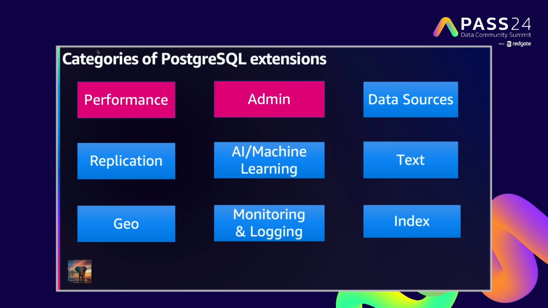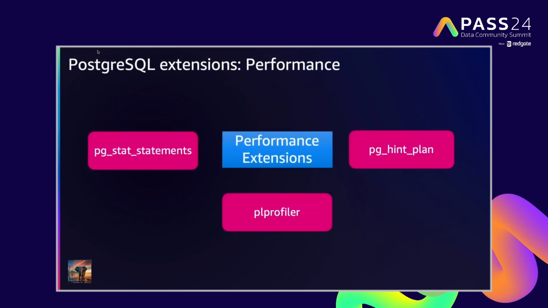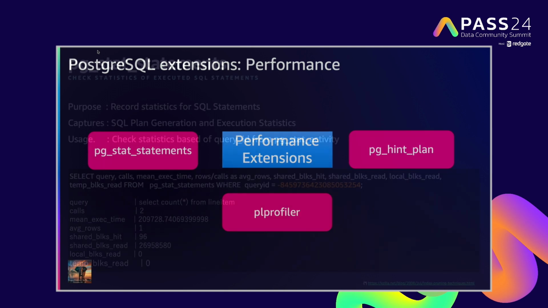There is another talk on extensions and data dictionary views, which is right following this one, which will go into extent about all of those other extensions. So under the performance extensions, I'm primarily going to cover these three things: pg_stat_statements, pg_hint_plan, and PL profiler.